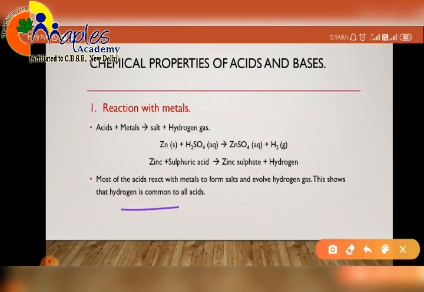There must be some hydrogen present in them so that hydrogen gas can be released from them. That's why this is the main property of acids as well. They have hydrogen ions in them. So this property can be listed from this reaction.